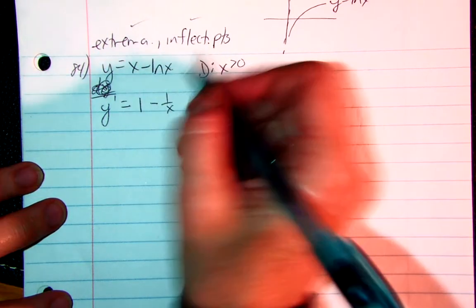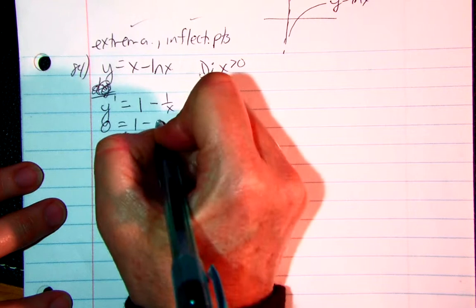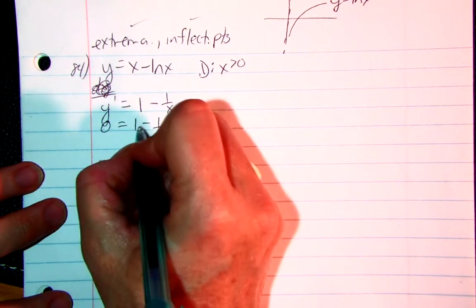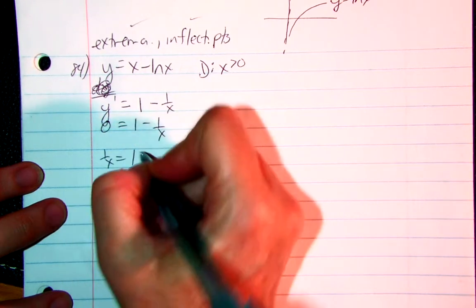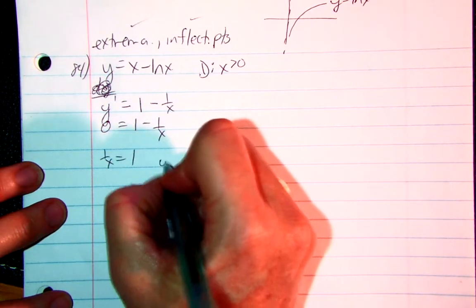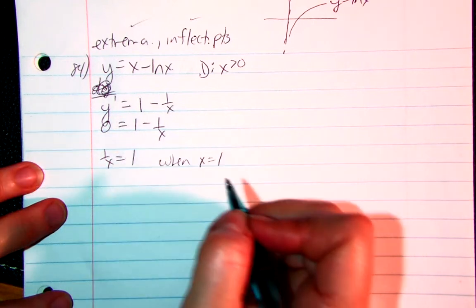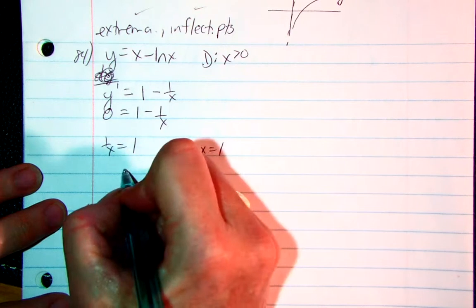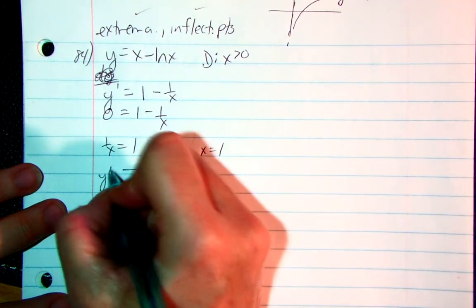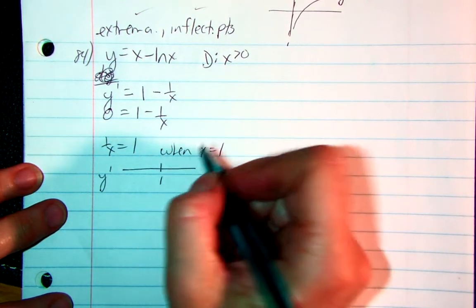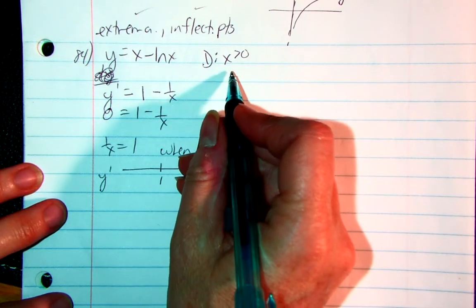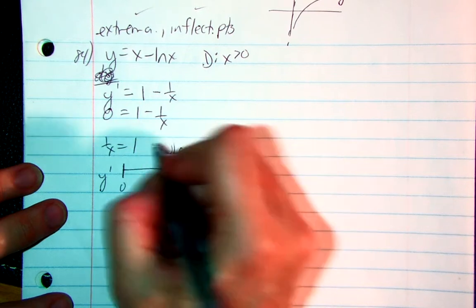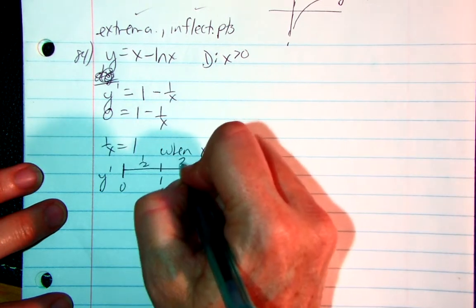And so I'm looking for extrema. That means I'm going to set this equal to 0 and see what it takes to make that equal to 0. So let's see, 1 over x equals 1. And so when x equals 1, that's when those two sides will be equal. So this is for y prime. Remember, my domain, my x values are from 0 and above. So I can't go past 0. So my test point is going to be 1/2, but my other test point can be 2.